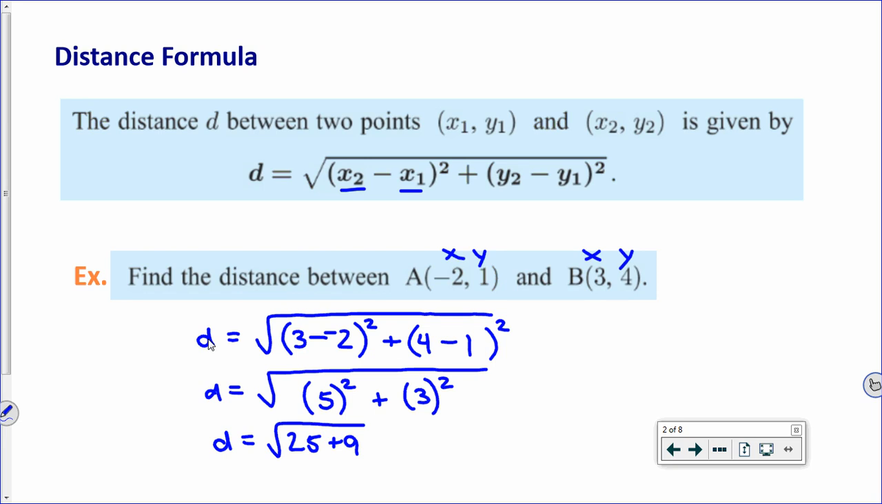And then 25 plus 9, which would be 34. And then it's underneath the radical sign, the root. So you see if there's a way to simplify your square root, which if it's the square root of 34, nothing goes into 34 that is a perfect square. So we can just box that and say that's the distance between A and B.